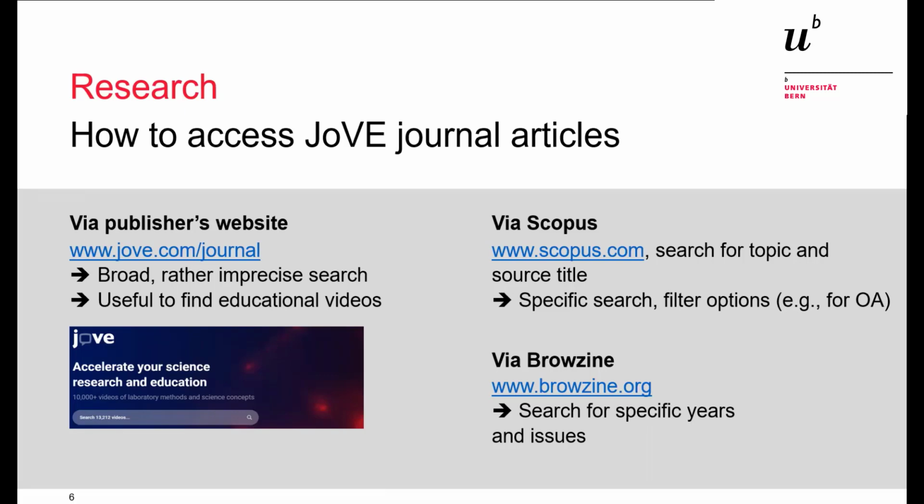As I said, you can use Scopus to be more precise in your search. For example, Web of Science would also work well, or PubMed. And right there you have more filter options, especially when you're interested in open access content. Browsing is the third option I'd recommend. It's easy to access and it represents kind of a virtual shelf for journals. So if you're looking for a specific year or an issue, you can use Browsing.